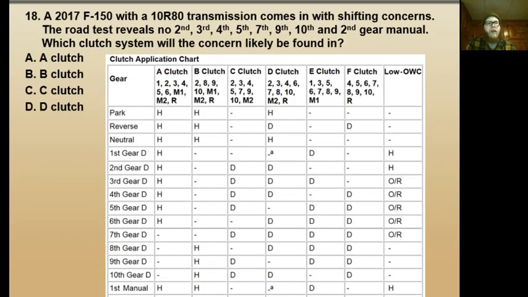A 2017 F-150 with a 10R80, so that'd be our 10-speed rear-wheel drive, 800 pound-feet torque capacity transmission, comes in with shifting concerns. The road test reveals no second, third, fourth, fifth, seventh, ninth, 10th, and second gear manual. Which clutch system will the concern likely be found in? Well, that's a lot of stuff. The fact that it doesn't have second gear and second gear manual may matter.